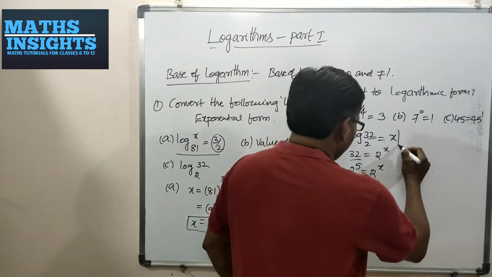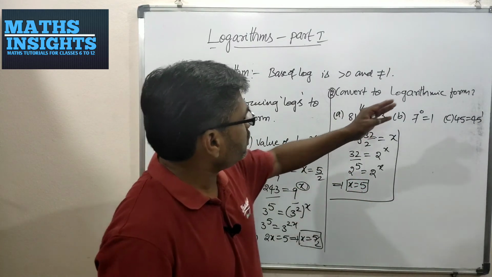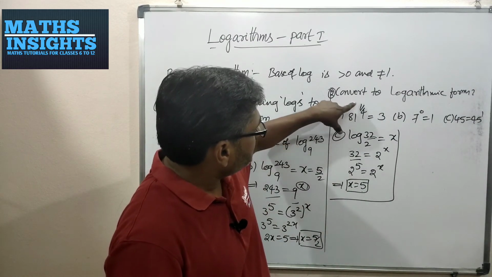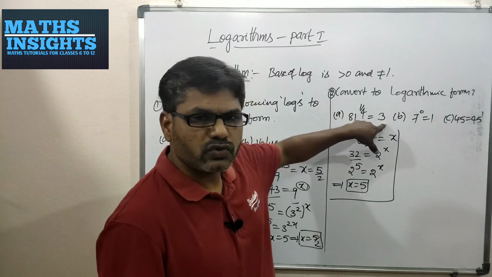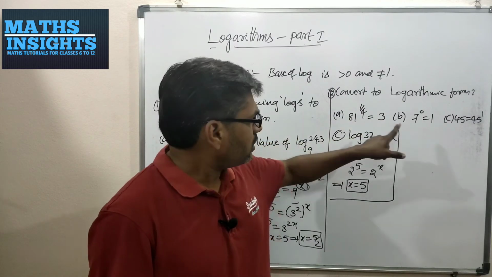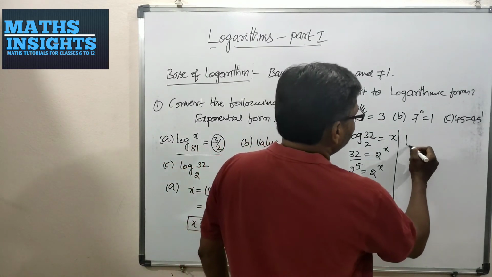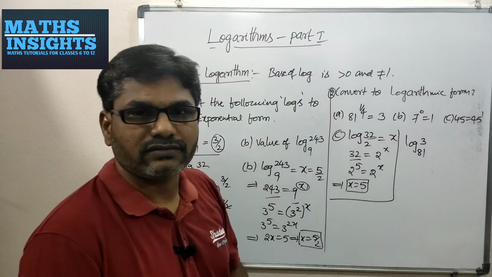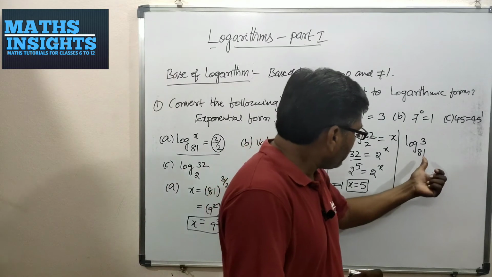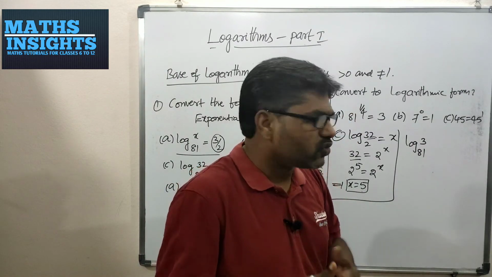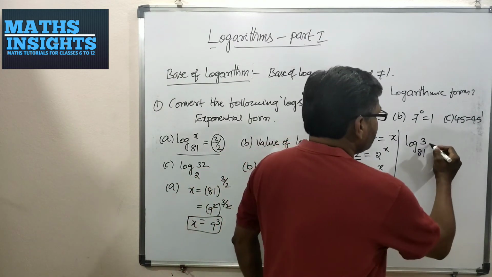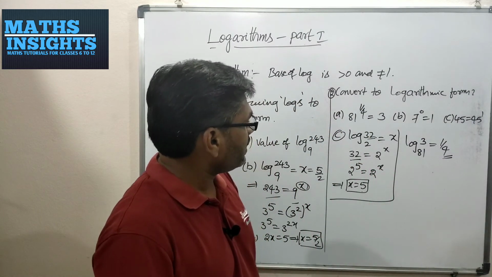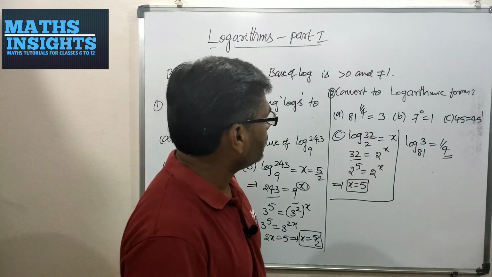Coming to the second one, convert to the logarithmic form. Very simple. 81 power 1 by 4 is equal to 3. This is the exponential form. Now I want the log of 3 to the base 81. The base is raised to some power to get 3. What is that power? That is 1 by 4. So log 3 base 81 is equal to 1 by 4.